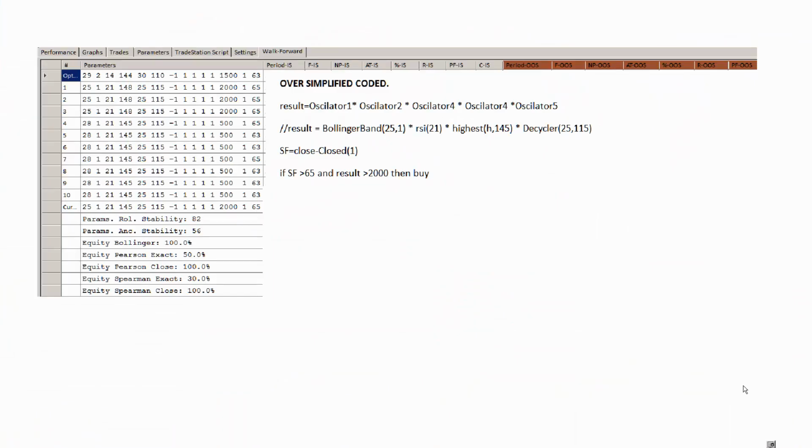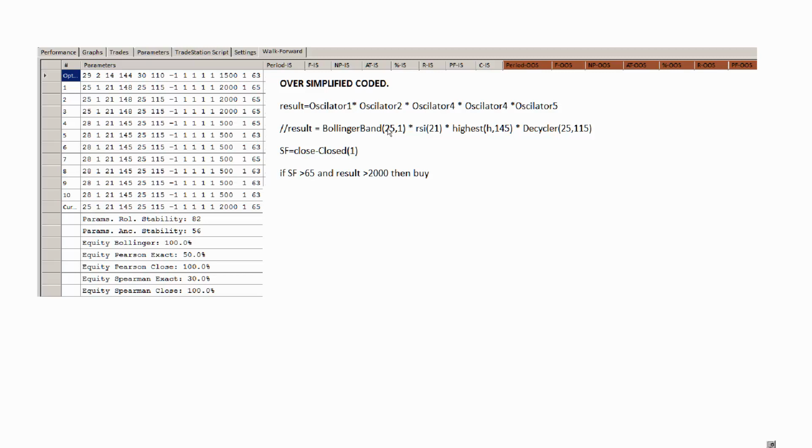I've been asked by users to explain a little bit why I'm concerned about some parameters and less concerned about others. This here is the oversimplified GSB code. Five oscillators in this case that have been multiplied together. The first one we can see is a Bollinger band with 25 in it, and it's alternating between 25 and 28, and that won't typically make a big difference in results if you change a parameter from 25 to 28.